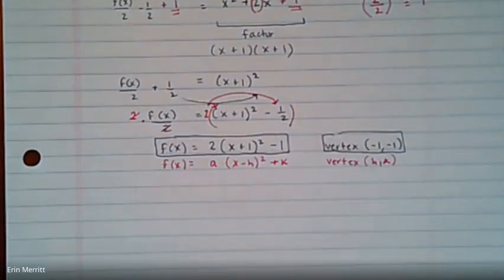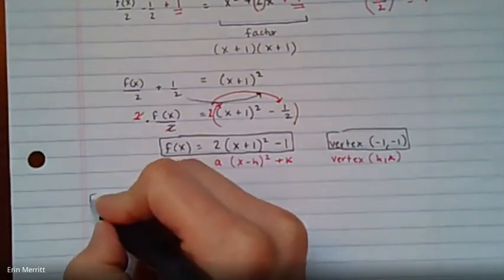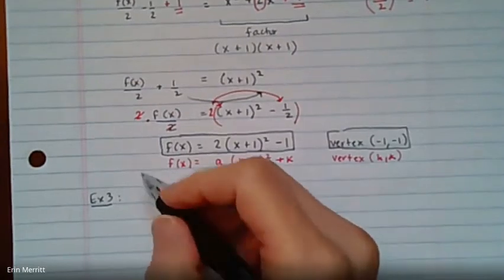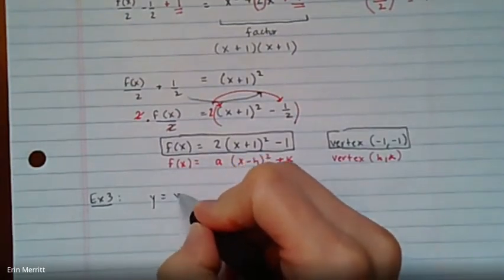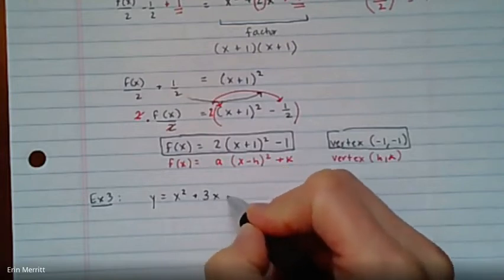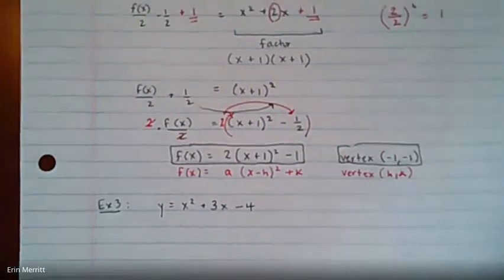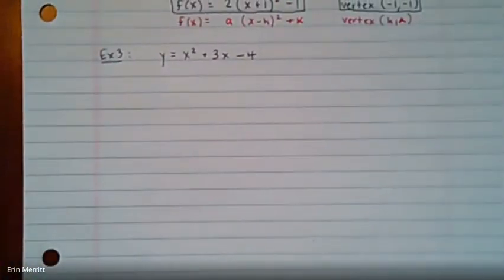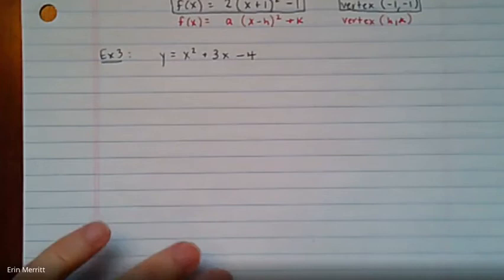All right, let's try this again. Example 3. Now we should hopefully be getting the hang of this. So we've got y equals x squared plus 3x minus 4. All right, if you want to, feel free to pause the video and try it on your own. Otherwise, you can play it through with me.